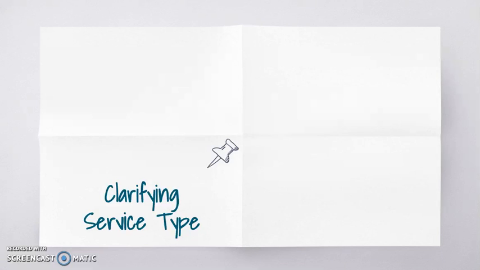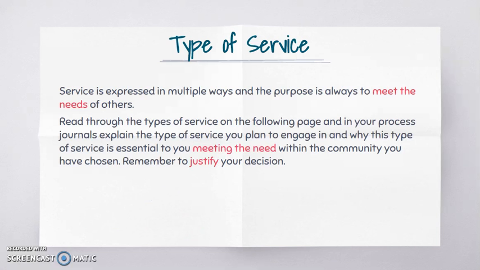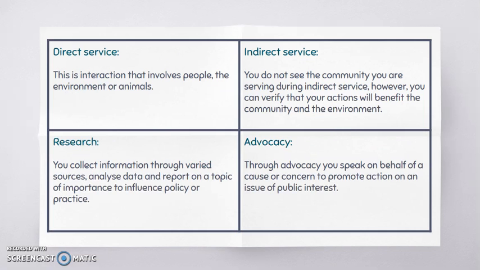We now look at clarifying service type. Service is expressed in multiple ways, and the purpose is always to meet the needs of others. Read through the types of service on the following page, and in your process journals, explain the type of service you plan to engage in and why this type of service is essential to you meeting the need within the community you've chosen. Remember to justify your decision.